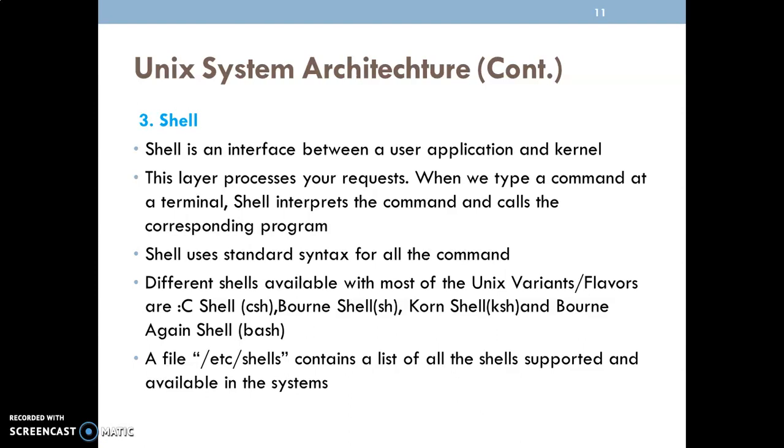Next, one more important component of the Unix system architecture is shell. Shell is an interface between the user application and the kernel. As we saw in the previous part, the kernel is an interface between shell and hardware. That way, shell is an interface between user and kernel. What are the commands entered by the user at the command prompt? They will be interpreted by the shell, and the same thing is forwarded to the kernel in kernel-readable form.